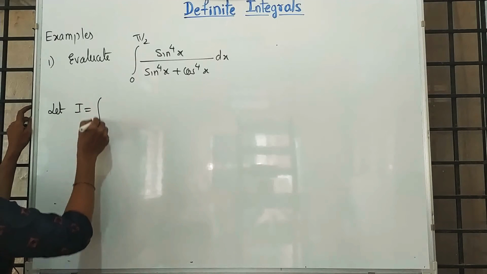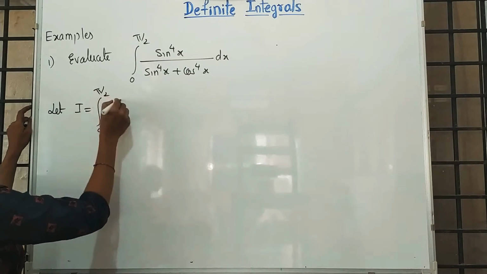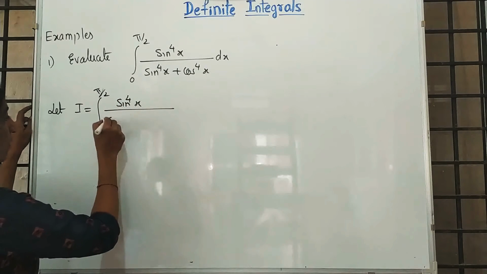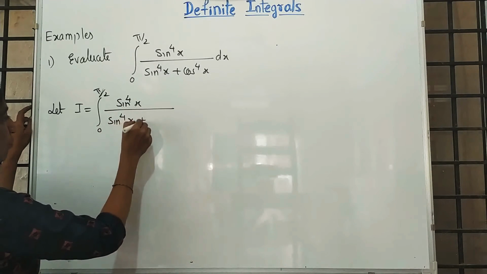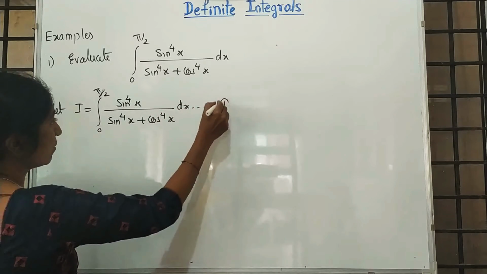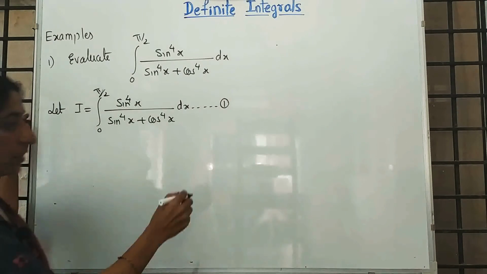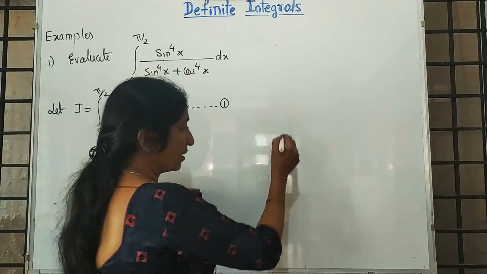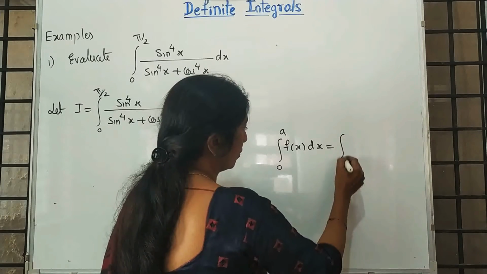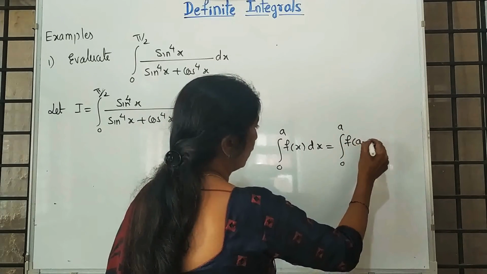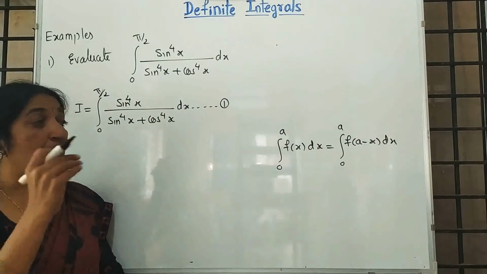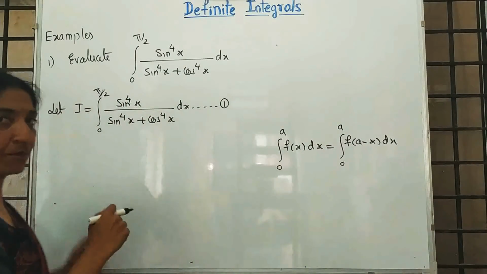Let I is equal to integration from 0 to pi by 2 of sin raised to 4 upon sin raised to 4 plus cos raised to 4 into dx. Let us call this equation 1. We are familiar with this property: integration from 0 to a of f of x dx is equal to integration from 0 to a of f of a minus x into dx. The variable is changing by upper limit minus x.